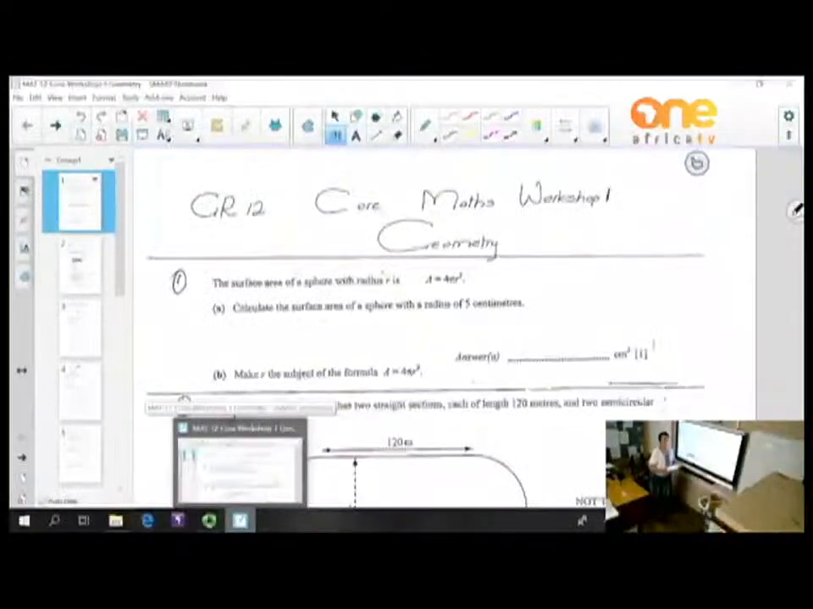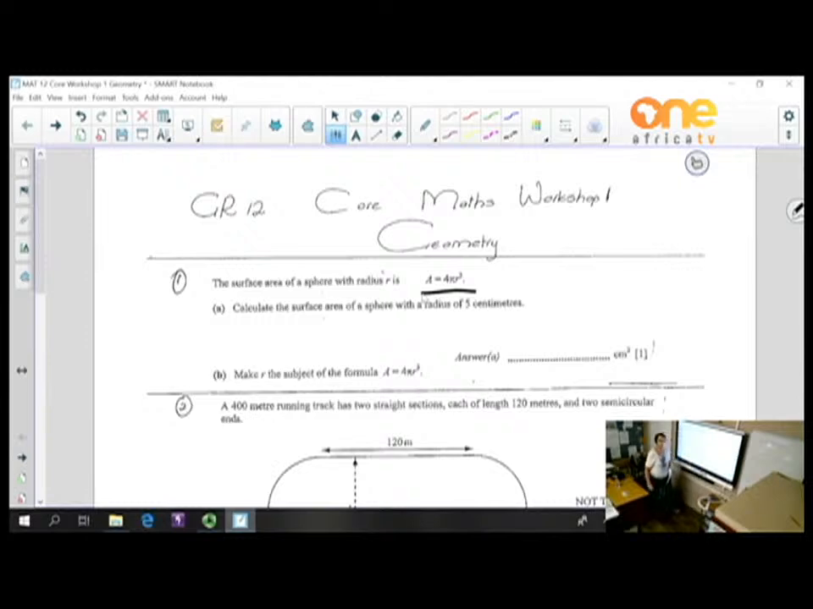Grade 12s, we are looking at the workshop questions on geometry. This is 3 recorded lessons, and this is the first one that we're going to look at today. The surface area of a sphere is given with this formula. So they provide you with a formula. You don't need to learn it. Calculate the surface area if the radius is 5.